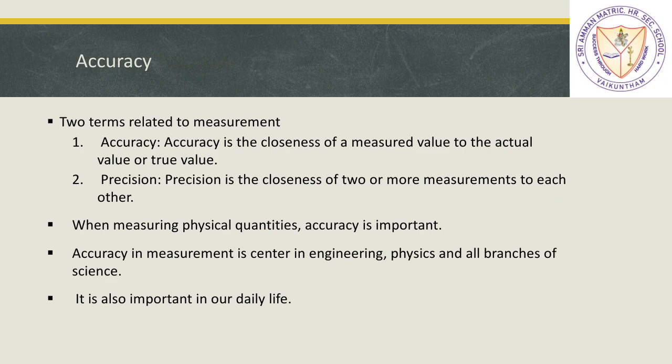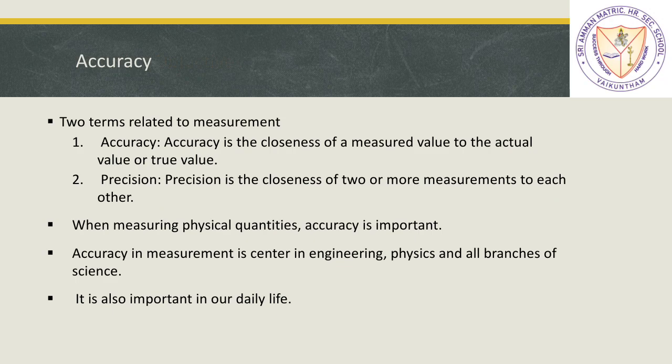The first one is accuracy. Accuracy is defined as the closeness of a measured value to the actual value or true value. So how close the measured value is to the actual value of that measurement, that is our accuracy. Then the next one is precision. Precision is the closeness of two or more measurements to each other.